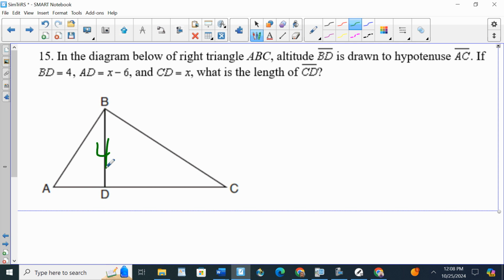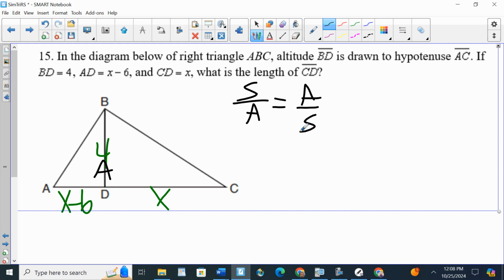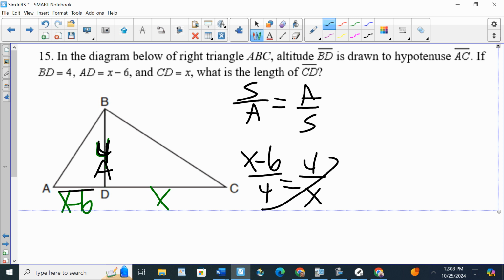If BD is 4, AD is x minus 6, CD is x. Well, I know this picture is Hill-Sess. There's an A involved, therefore it's Sess. S over A equals A over S. What's S? X minus 6 over A, which is 4, equals A, which is 4, over the other S, which is X. Now that I have my proportion, I cross multiply and solve.